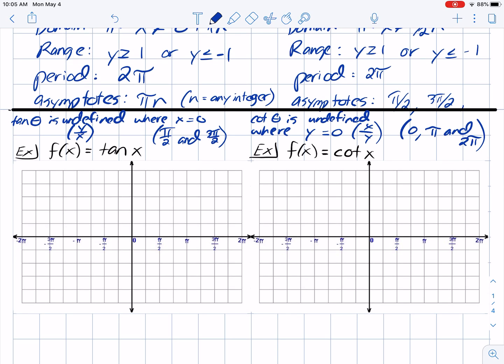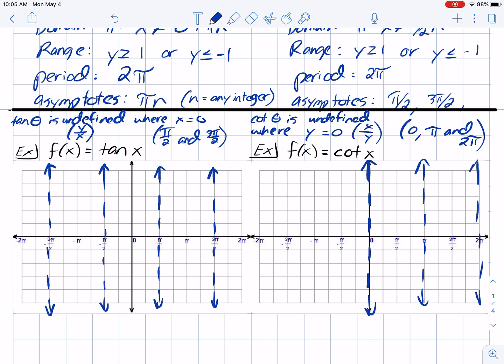So for tangent, let's plot our asymptotes at pi over 2, 3 pi over 2, negative pi over 2, and negative 3 pi over 2. Okay, for cotangent, 0, pi radians, 2 pi, negative pi, and negative 2 pi. Okay.